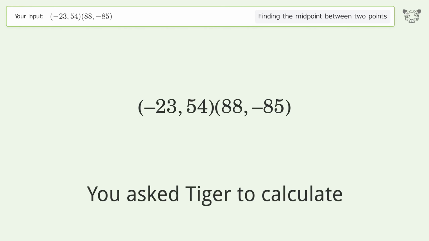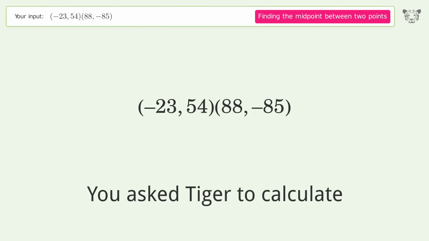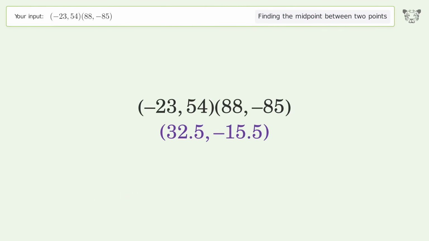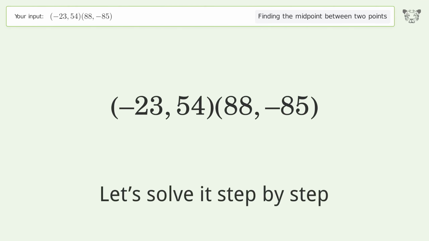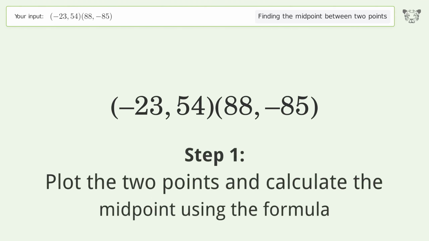You ask Tiger to calculate. This deals with finding the midpoint between 2 points. The midpoint between the 2 points is 32.5, negative 15.5. Let's solve it step by step. Plot the 2 points and calculate the midpoint using the formula.